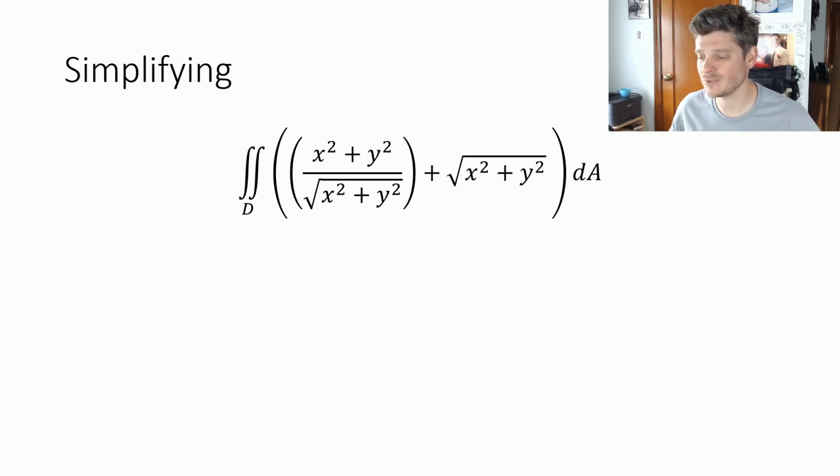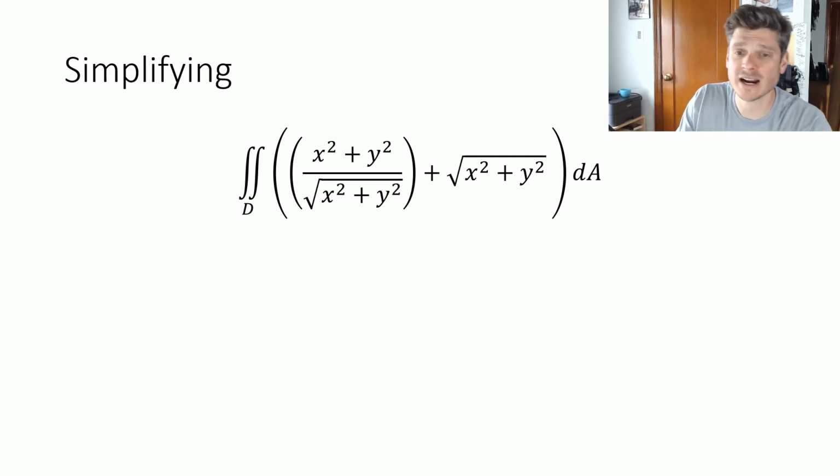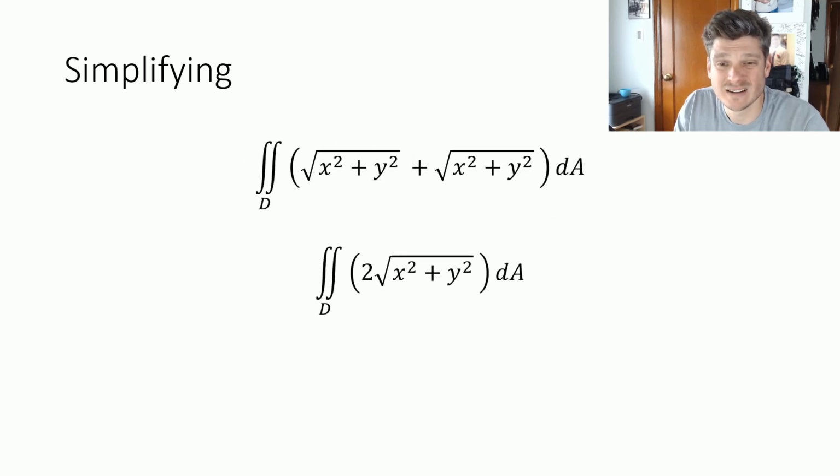And so I can absolutely use exponents to simplify that first fraction because 1 minus 1/2 is, well, a half. So that just becomes the square root of x squared plus y squared. And I still have that plus the square root of x squared plus y squared at the end. And, oh, that means I have 2 of them. So when I plug everything in and simplify it down, I get my double integral over the region D of 2 times the square root of x squared plus y squared dA.